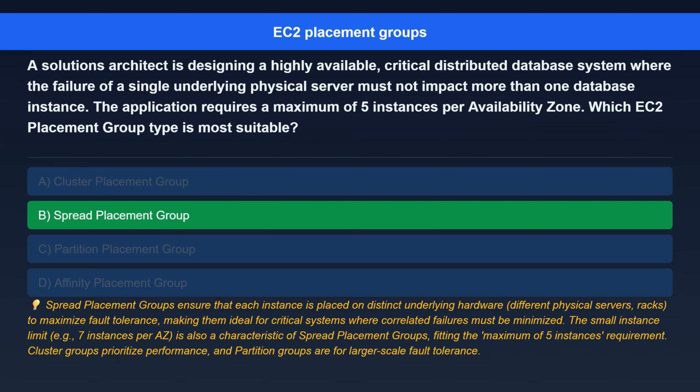The correct answer is spread placement group. Here's the explanation. Spread placement groups ensure that each instance is placed on distinct underlying hardware, different physical servers, racks, to maximize fault tolerance, making them ideal for critical systems where correlated failures must be minimized. The small instance limit, e.g., 7 instances per AZ, is also a characteristic of spread placement groups, fitting the maximum of 5 instances requirement. Cluster groups prioritize performance, and partition groups are for larger-scale fault tolerance.